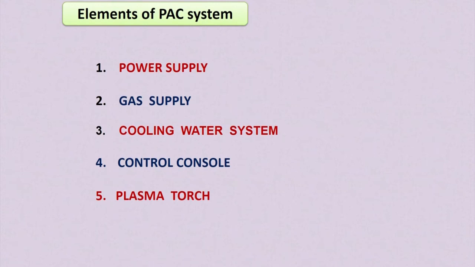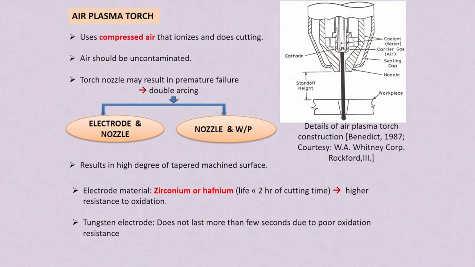Plasma arc cutting system is the plasma torch. There are different kinds of plasma torches available in the market. The first one is the air plasma torch. On the right-hand side, you can see the schematic diagram of the air plasma torch. This is the carrier gas, or plasma gas, which is coming here.